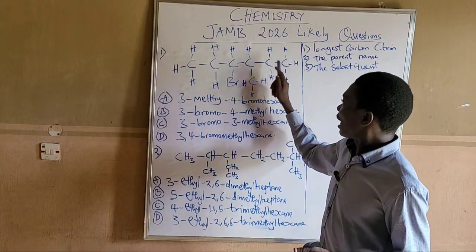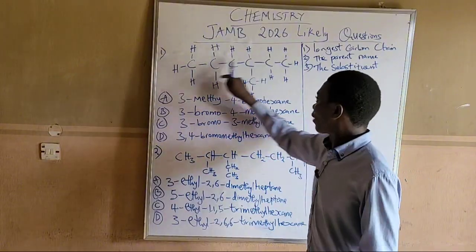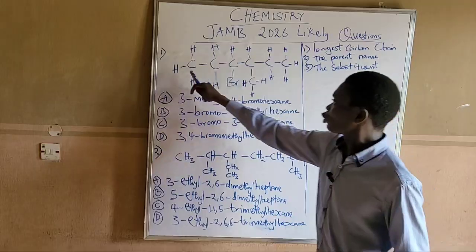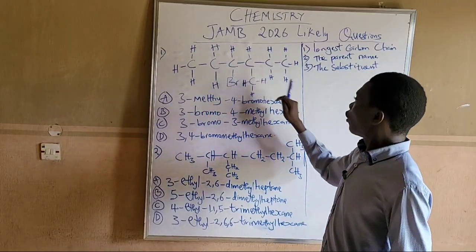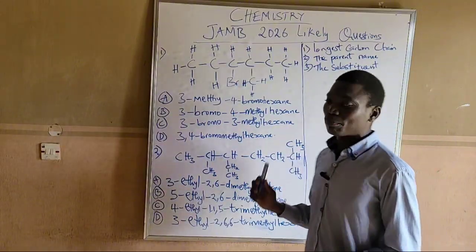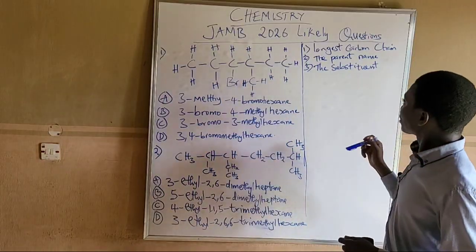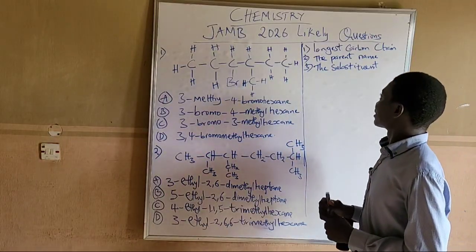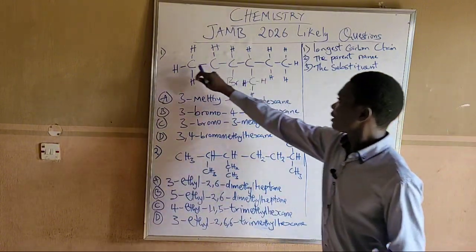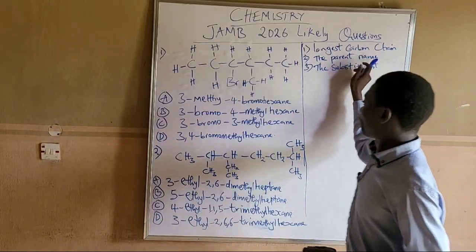I could start naming like this. We already know that this is the rule that we have to follow, which is the longest carbon chain. So I may start numbering like this: 1, 2, 3, 4, 5, 6, or 1, 2, 3, 4, 5, 6. What will determine the right place to start is our substituent. Now, before we go to that, we have already seen the longest carbon chain. So we have done with number 1. Second one is the parent's name.